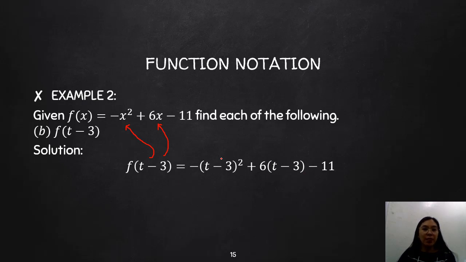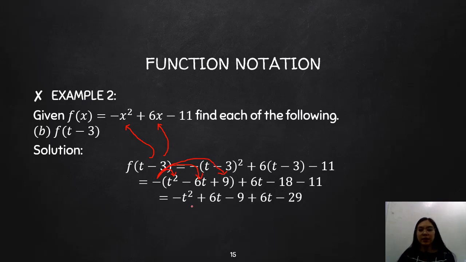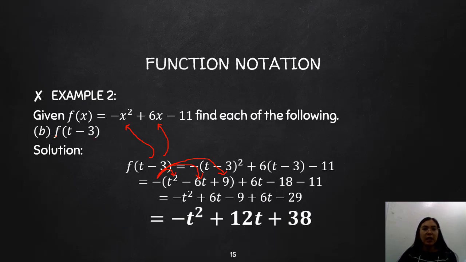Or if we try to expand this, we'll get negative t squared minus 6t plus 9 plus 6t minus 18 minus 11. Then if we simplify by distributing the negative sign to each of the quantity here, you will get negative t squared plus 6t minus 9 plus 6t minus 29. Of course, combining like terms, you will have an f of t minus 3 value equivalent to negative t squared plus 12t plus 38. So, yan po yung sagot.